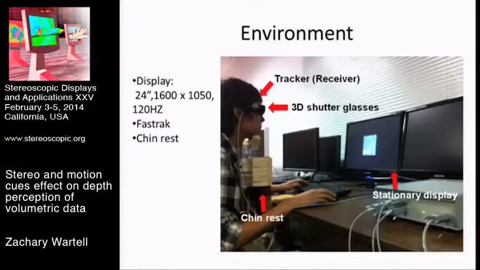The display environment we used was a fish tank VR, also called desktop VR. This used a 1600 by 1050, 24-inch display. It was 120 hertz with NVIDIA time-multiplexed glasses. In the head-tracked condition, we used a Fastrak Bohemus, and in the non-head-tracked condition, the user's head was held stationary on a chin rest.